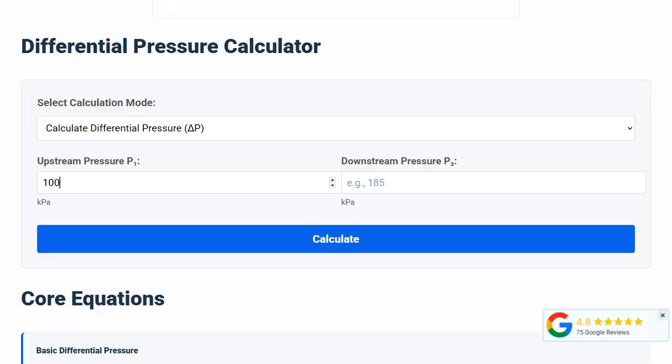The calculator will determine the differential pressure, ΔP, which tells you the pressure drop across the system. This value is crucial for assessing filter condition, valve performance, and overall system efficiency. Higher differential pressures typically indicate increased flow restriction.